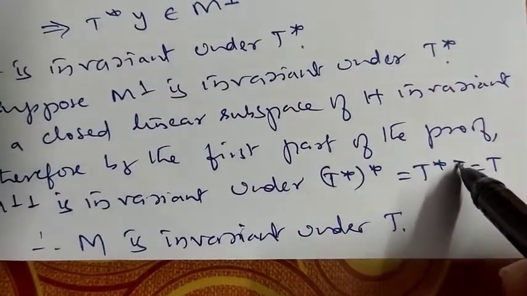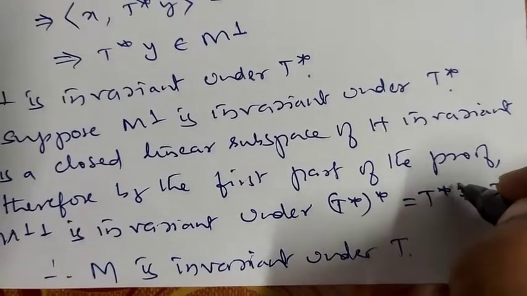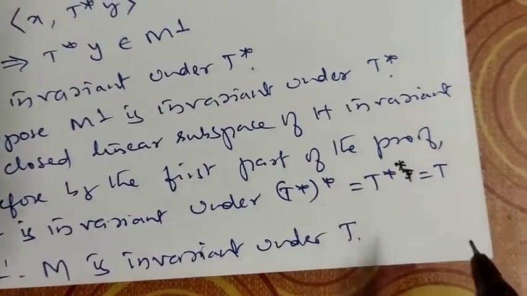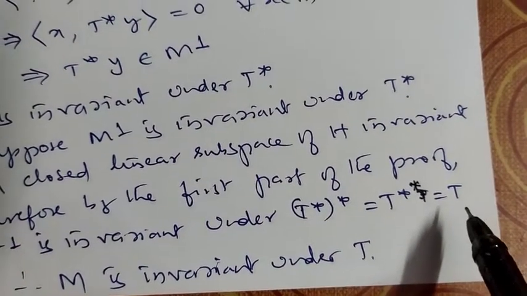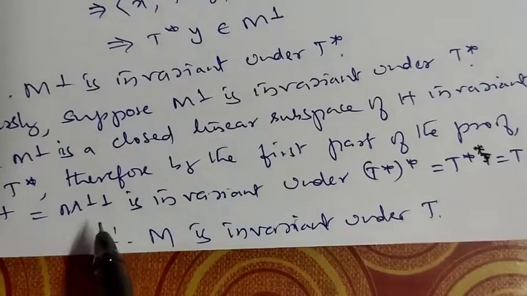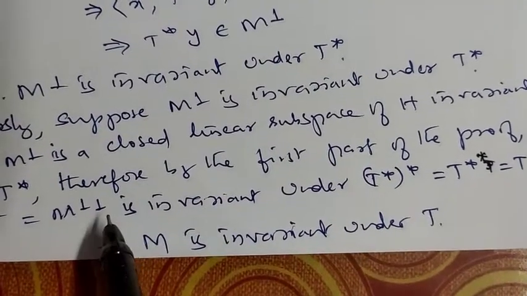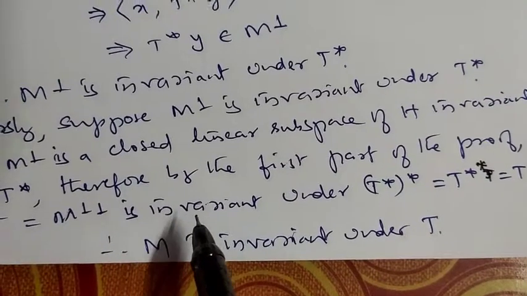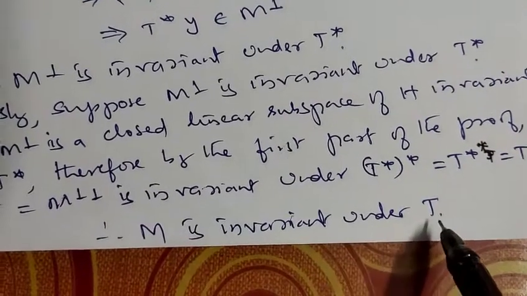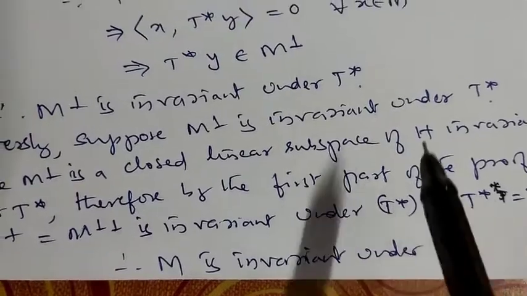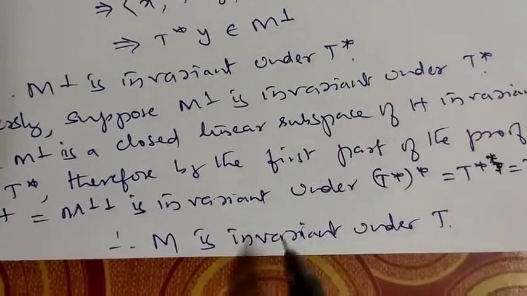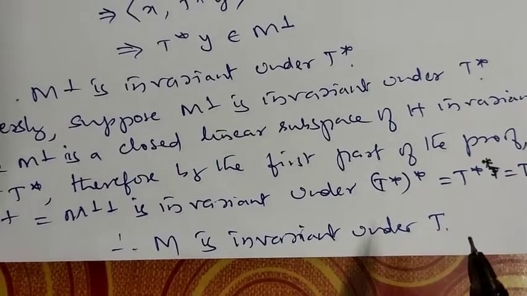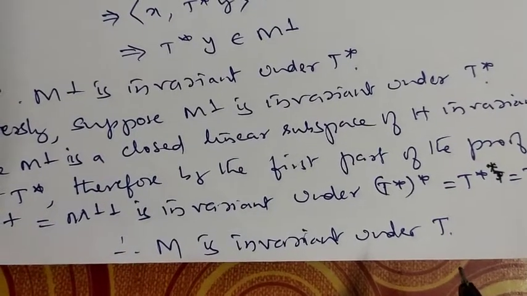T double star is T. Now M double perp is invariant under T, but M double perp is nothing but M. You know that M double perp is equal to M, therefore M is invariant under T. We have assumed that M perp is invariant under T star and we have shown that M is invariant under T. These are the few results for this class.